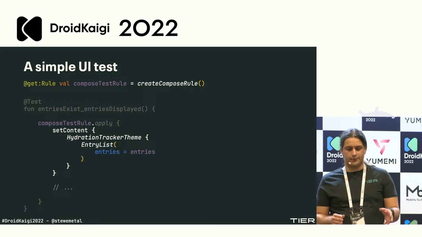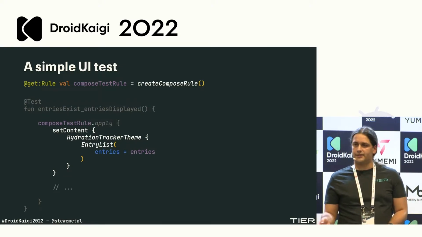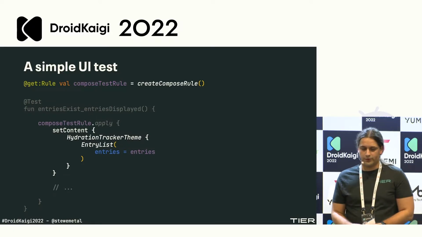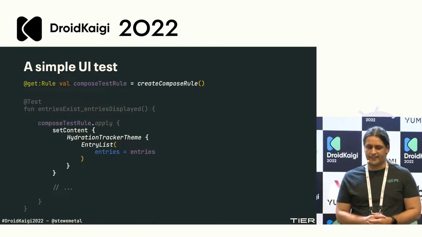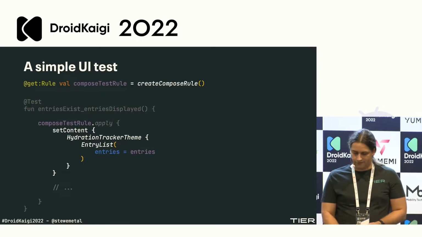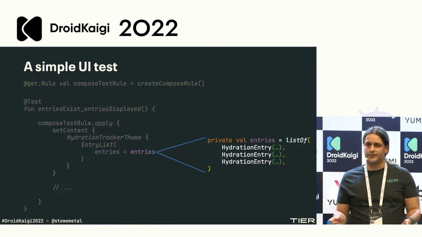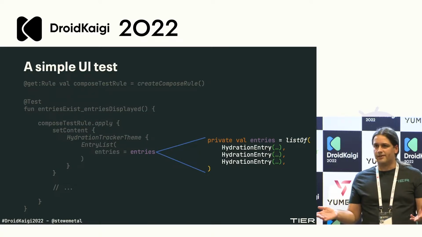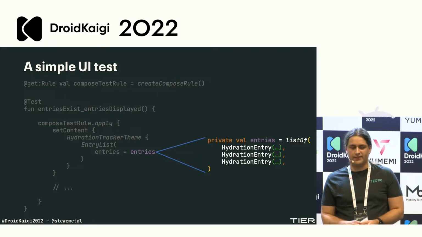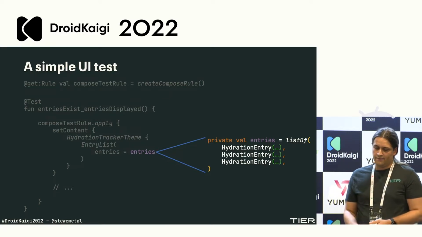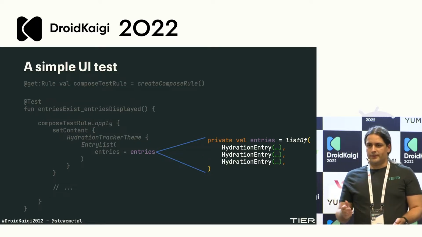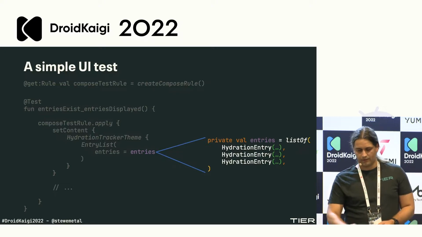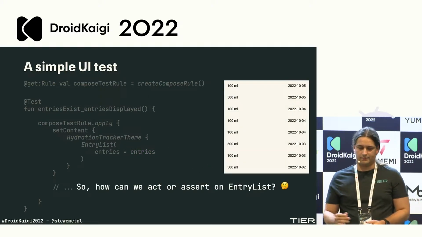So in this example, we just add the hydration tracker theme, which is the theme of the application, and we just call the entry list composable with a preset list of entries. You might wonder where these entries come from, and it's really simple. We're still just writing pure Kotlin code, so this entries list is just somewhere around our code base. In our example, it's actually in the same file as the tests. But you can put it anywhere, you can share it between tests and so on and so forth. It's just Kotlin.